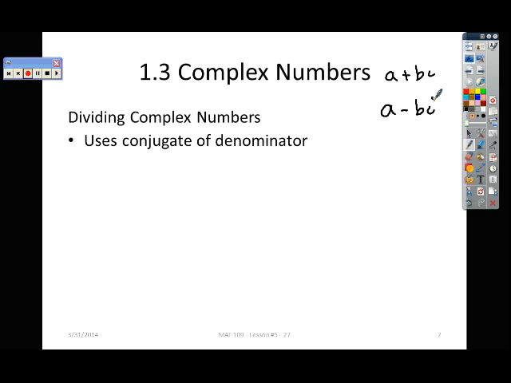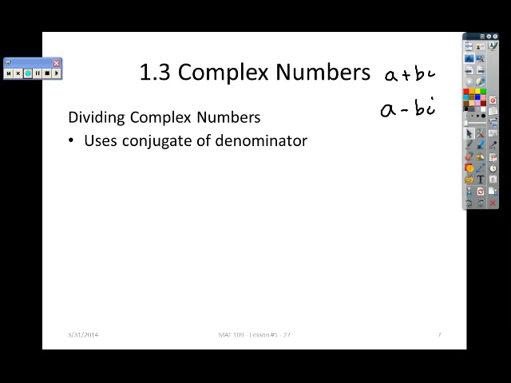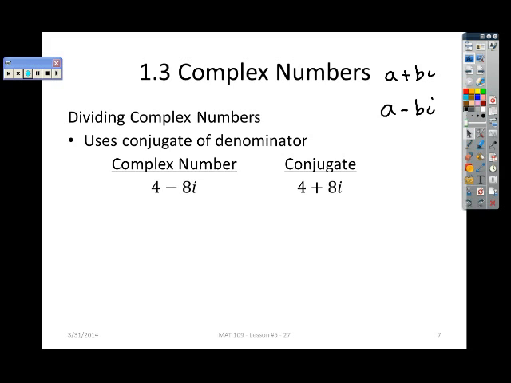Now I say it uses the conjugate of the denominator because we're doing a division, and you can think of a division as a fraction, one divided by the other one, the divisor being the denominator. So what we're going to do is take the conjugate of that denominator, and multiply that conjugate times both the numerator and denominator. Let's look at what some conjugates would be. If you have a complex number 4 minus 8i, that's the conjugate. If you have 4 plus 8i, this is the conjugate. Minus 2 plus 3i. Notice I don't change the sign of the real part, just the imaginary part. So it's minus 2 minus 3i.